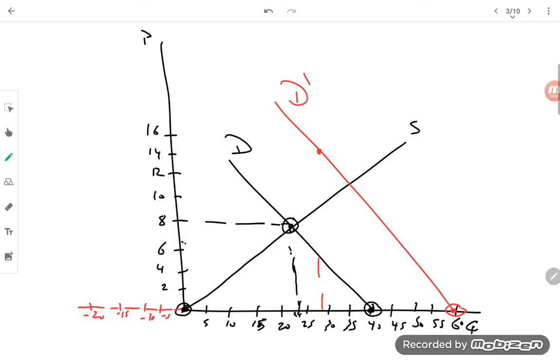With respect to supply, when price is 0, quantity supplied is negative 20, and when price is 16, quantity is 28. So this is the new supply function.